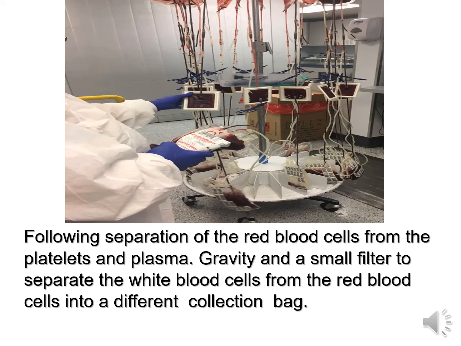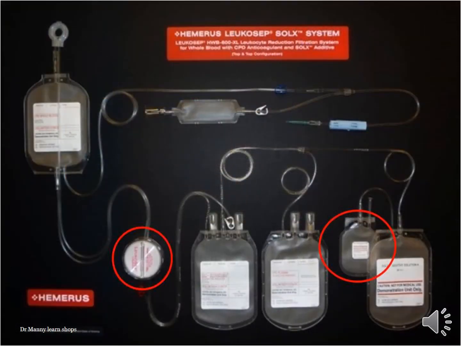So typically, following separation of red blood cells from the platelets and plasma, gravity and a small filter is used to separate the white blood cells from red blood cells into a different collection bag. It depends on the manufacturer, but typically they're basically the same. They all go through a specific filter which is small to eliminate or reduce or deplete the number of white blood cells within the blood product, because this can result in a febrile reaction, which is the most common reaction that occurs during blood transfusions.